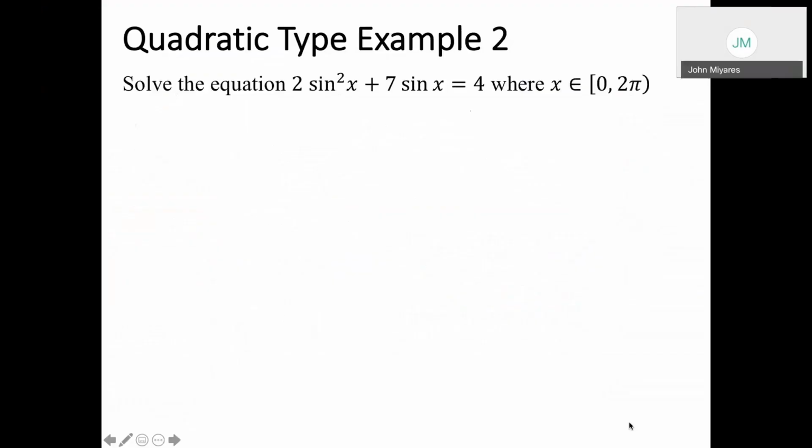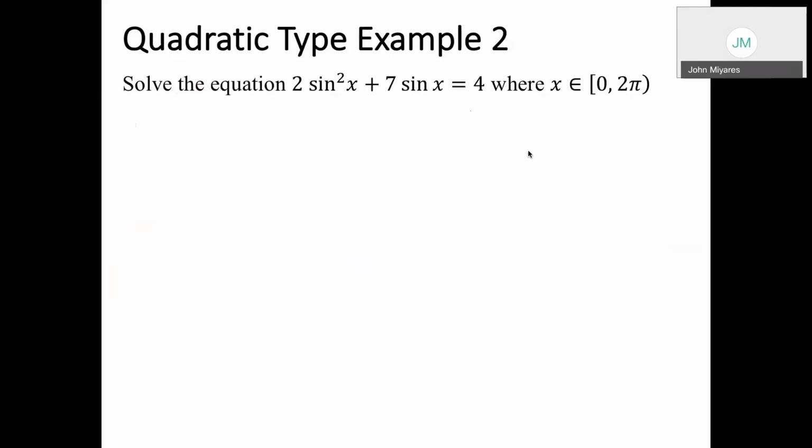Let's try another one that will fit the quadratic type. Here we want to solve the equation 2 sine squared x plus 7 sine x equals 4. This time, we are only interested in the primary solutions of the equation, and our giveaway with that is noticing this symbolism. It says x, it has the bent out e, and then an interval notation 0 to 2 pi. It says that the values of x I'm interested in need to be greater than or equal to 0 and less than 2 pi. So primary solutions between 0 and 2 pi, only one revolution of the full circle.